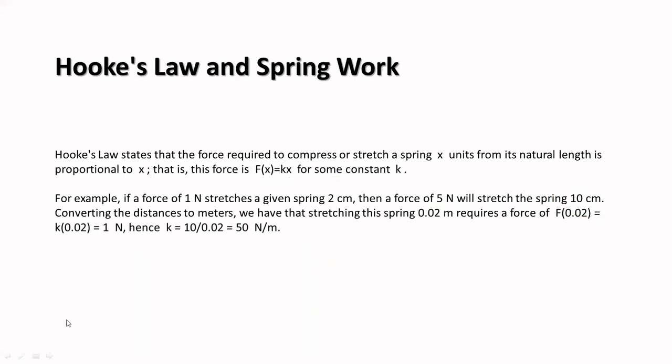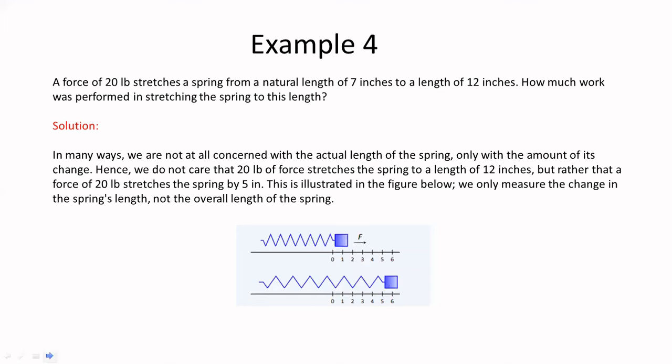Clear the drawings again. So example 4, we talk now about spring work. A force of 20 pounds stretches a spring from a natural, unstretched length of 7 inches to a length of 12 inches. So in here, we can annotate that the change in the length of the spring would be 5 inches. Now you're asked how much work was performed in stretching the spring to its length. In many ways, we are not at all concerned with the actual length of the spring.